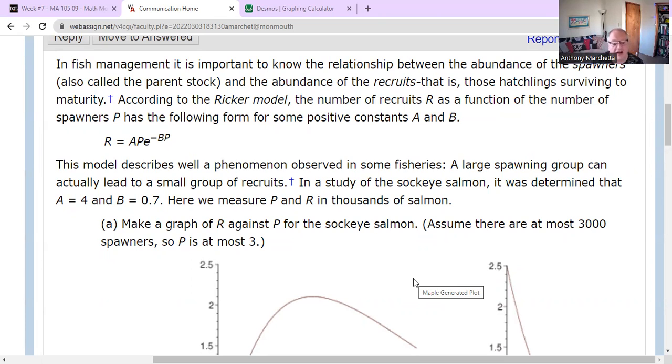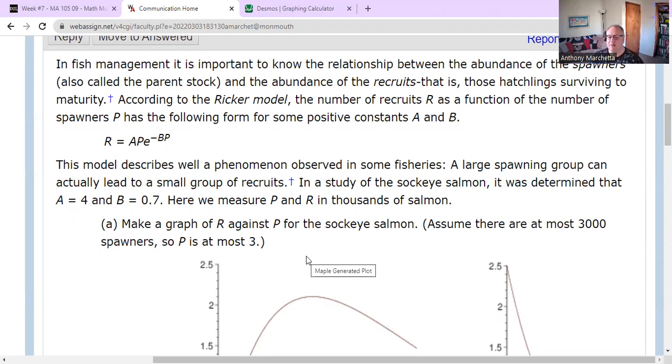The model describes a phenomenon observed in some fisheries. A large spawning group can actually lead to a small group of recruits. In a study of the sockeye salmon, it was determined that A equals 4 and B equals 0.7. Here we measure P and R in thousands of salmon. Make a graph of R against P for the sockeye salmon. Assume there are at most 3,000 spawners, so P is at most 3.